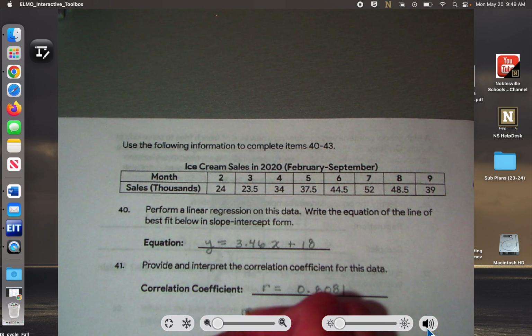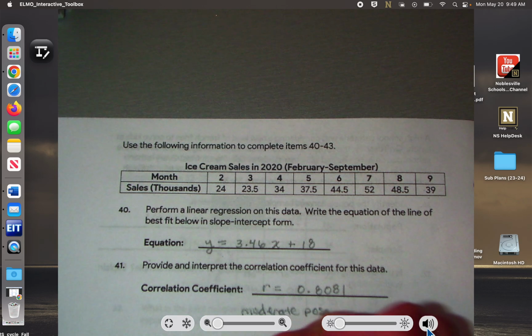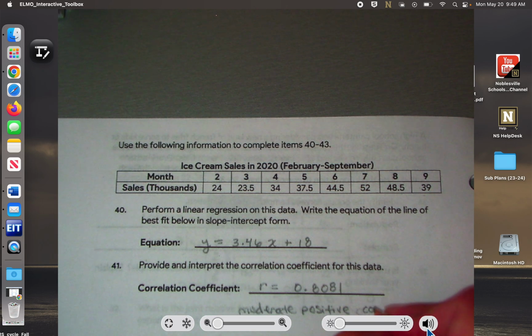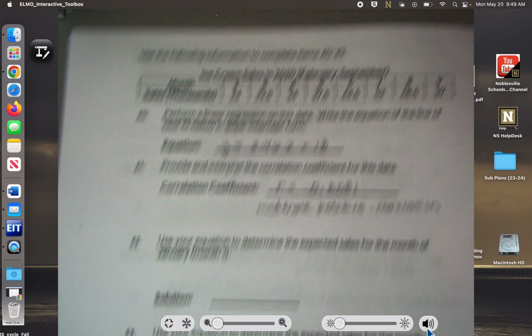So we would say moderate positive correlation, right? You really only can say strong if it's in the 9s, like -0.9 something, +0.9 something.